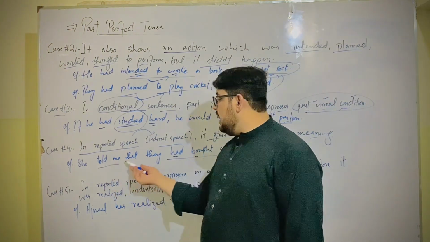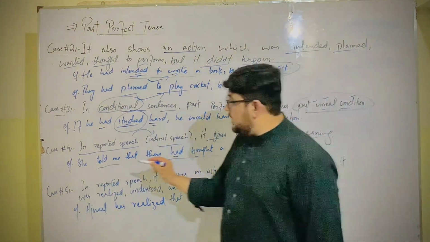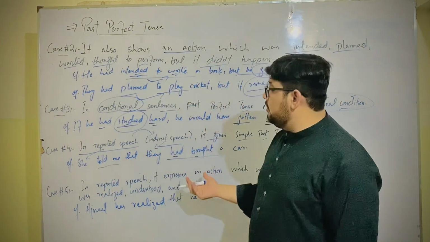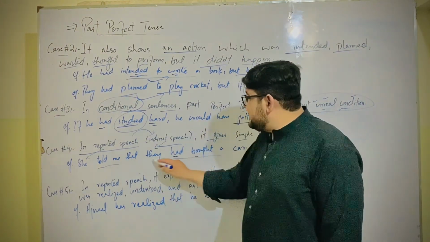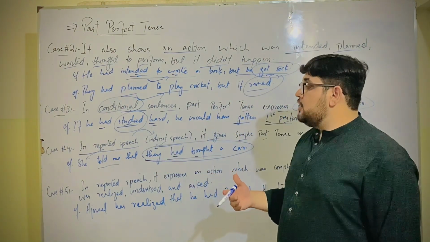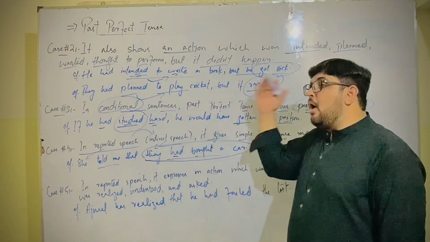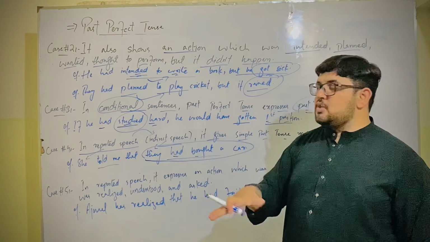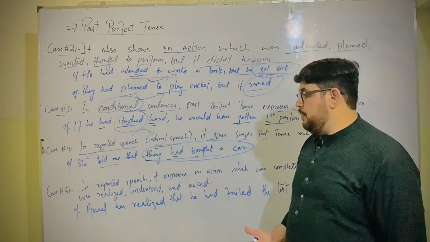Like, she told me that they had bought a car. This is indirect speech or reported speech. So originally in direct speech, this sentence is written in simple past tense. Like we write it like this: she told me, comma, quotations, they bought a car. When we change it to indirect speech, we say they had bought a car. We go one tense back. That is what we do in reported speech.